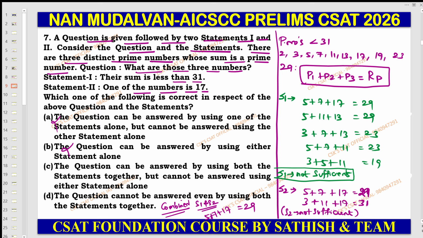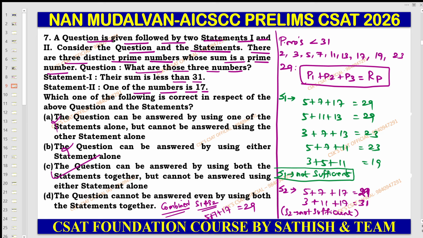You can say your ABC. What is ABC? Such three prime numbers: 5, 7, 17 are prime numbers. When you add up such three prime numbers, the resultant gives you a prime number according to these statements. So therefore we can say that such three numbers here are 5, 7, 17. So you need both the statements here to answer this question. C is the correct answer. Everyone understood?